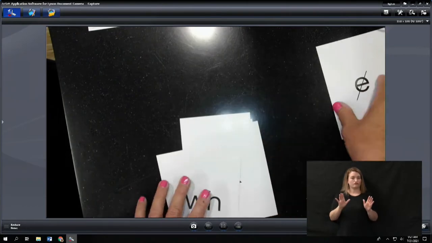You don't have to go through all the cards, but see how I flex between open, closed, and magic E in the blending drill and had them practice. You want them to become effortless. That leads to fluency. Okay?